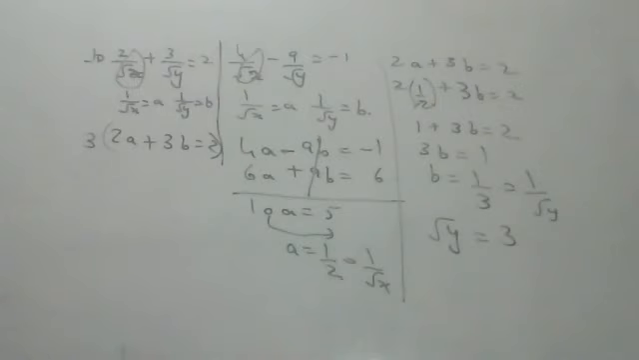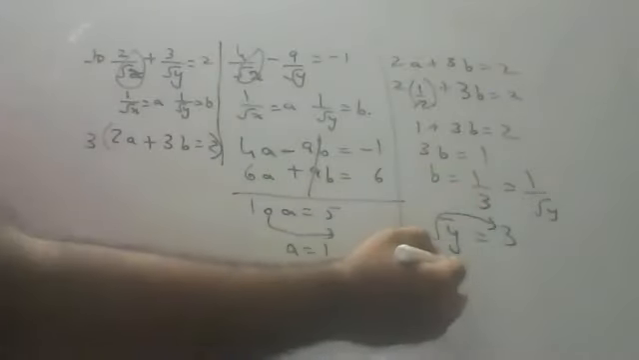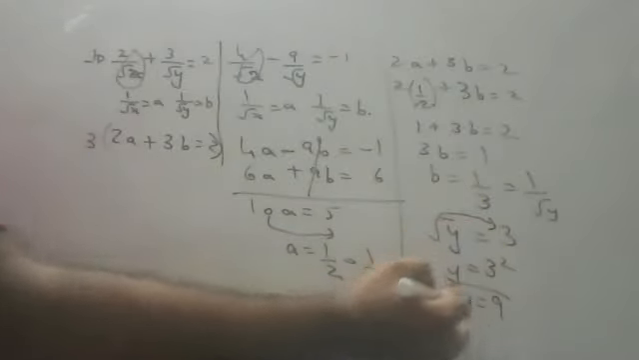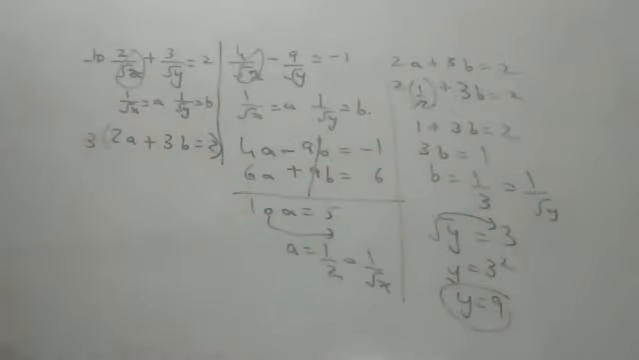Root 3? No, no, no. Many people will do that. Why is it 3 square, sir? Yeah, very good. Root 9. If the root goes here, it will become 3 square and y is equal to 9. Many people do the same mistake. They'll write y is equal to root 3. No. If the root goes here, it will become square.